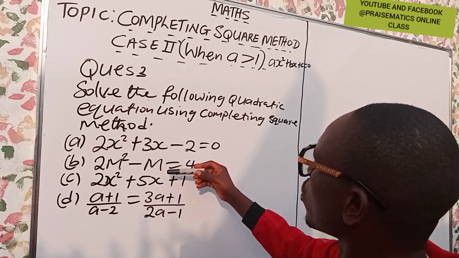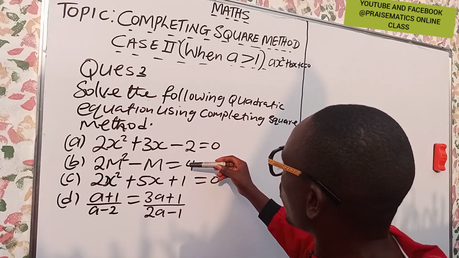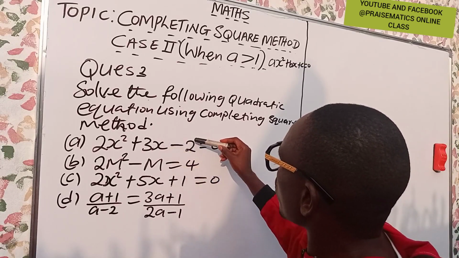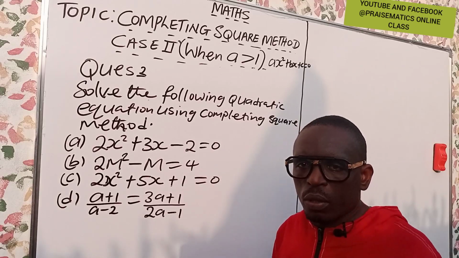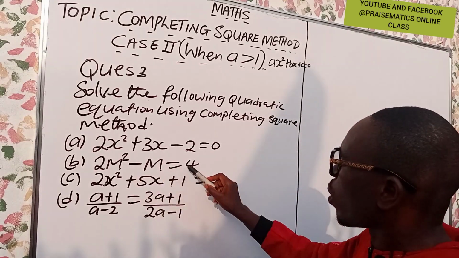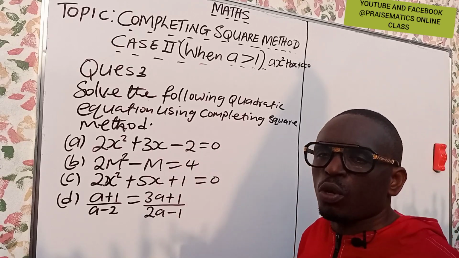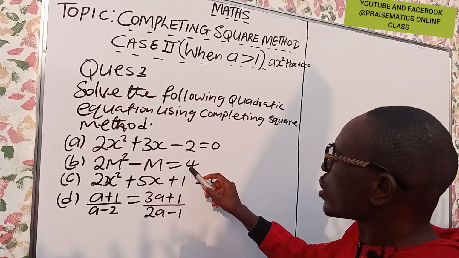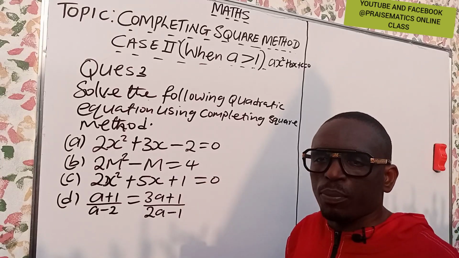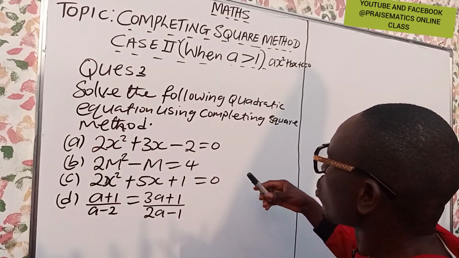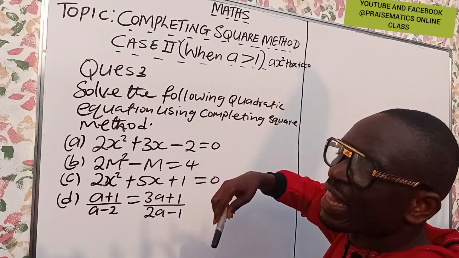Now, in solving this question, there is a difference between this equation and this expression. This one is called a quadratic equation. Why is this one called a quadratic expression? Any expression that is equal to 0 is called a quadratic equation, but any expression that is not equal to 0 is called a quadratic expression. So we are going to treat a case whereby a is greater than 1.